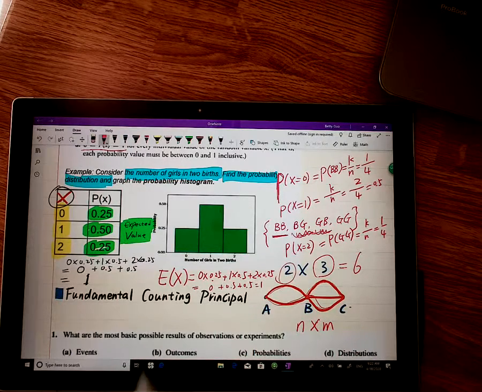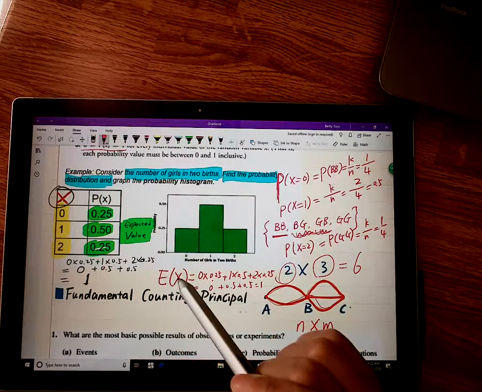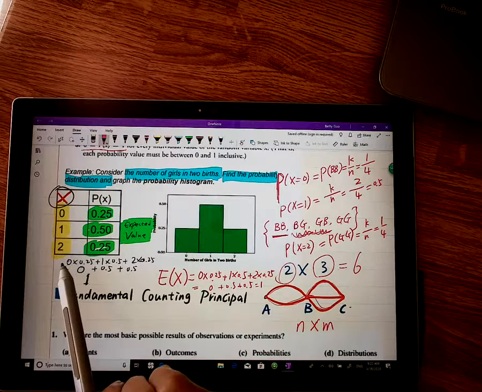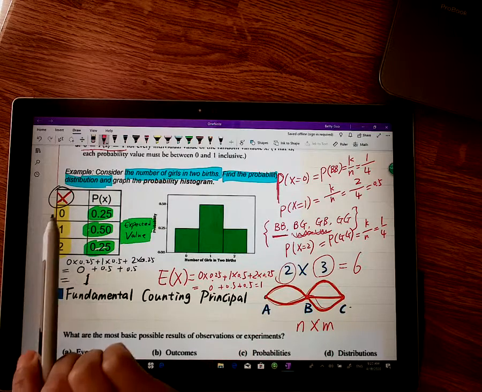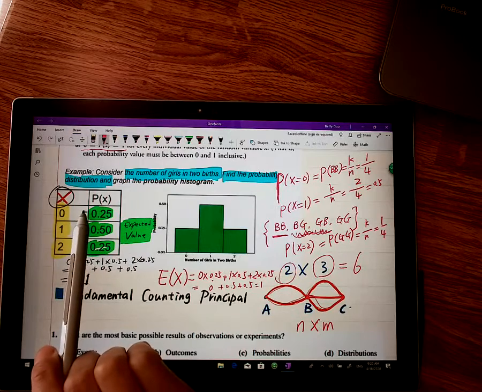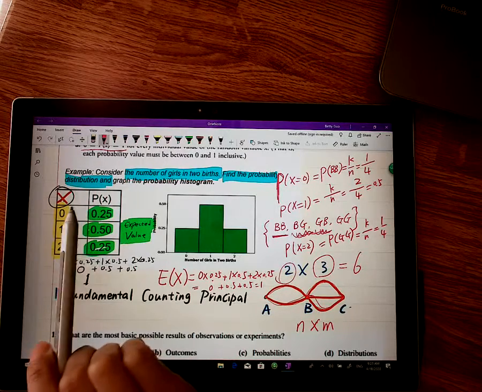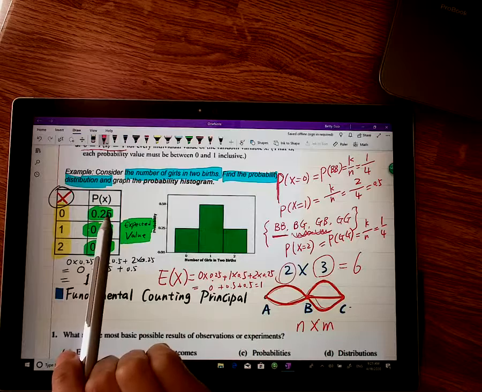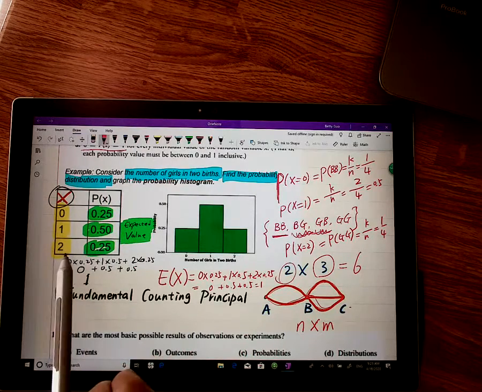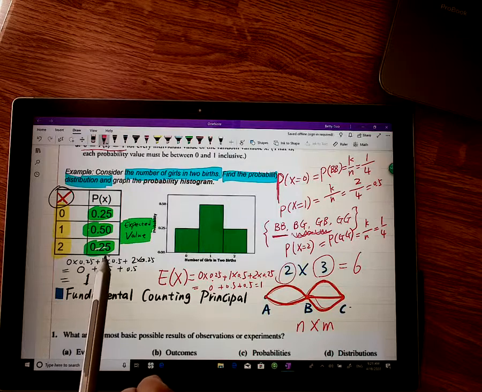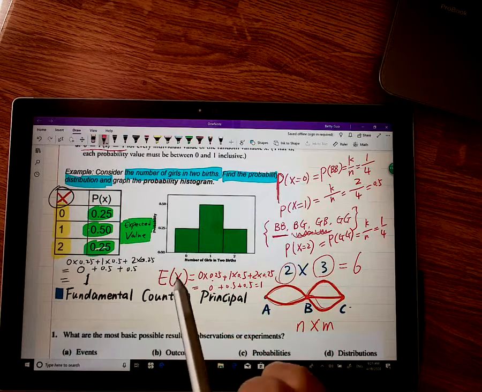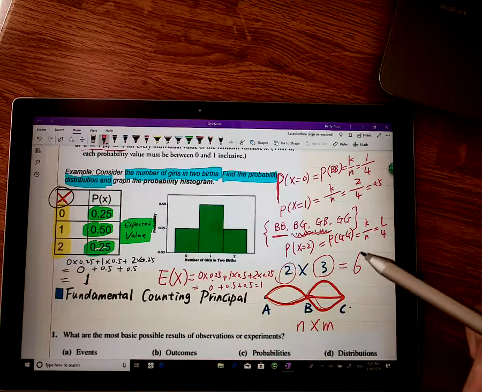How do we find the expected value for a random variable? By using the probability distribution table. You multiply the two entries in each row. You would have products, right? 0 times 0.25 is the first product. 1 times 0.5 is the second product. 2 times 0.25 is the third product. And then you take the sum of them. You would have the expected value for the random variable x.